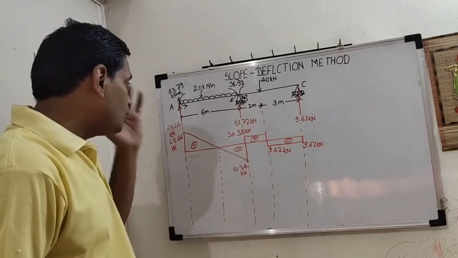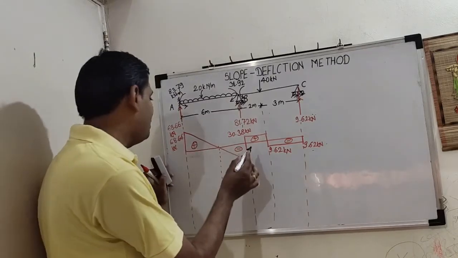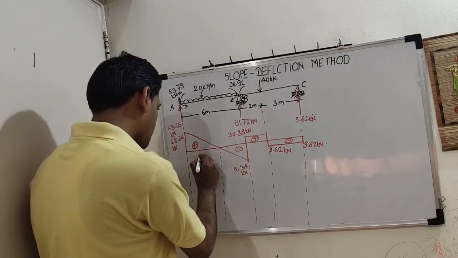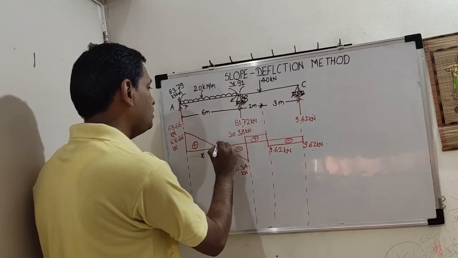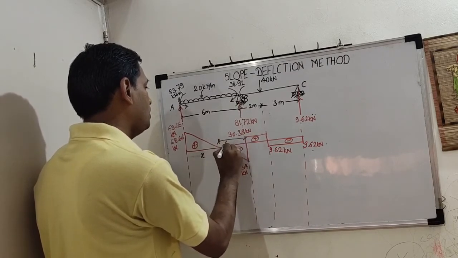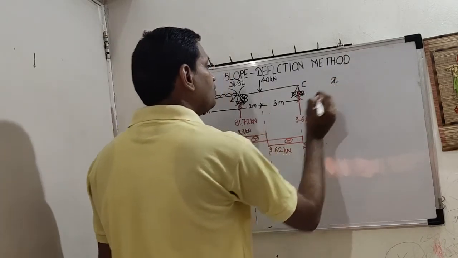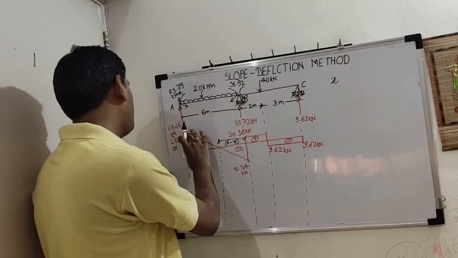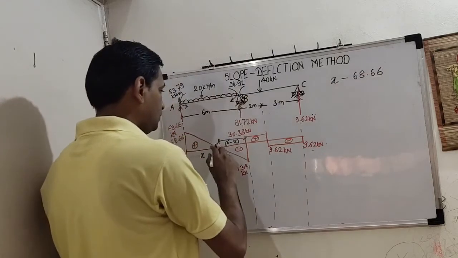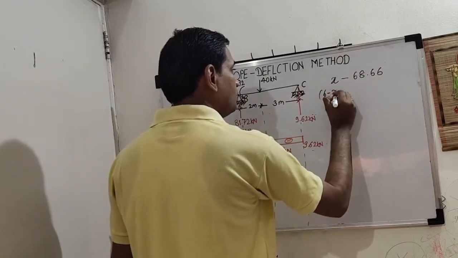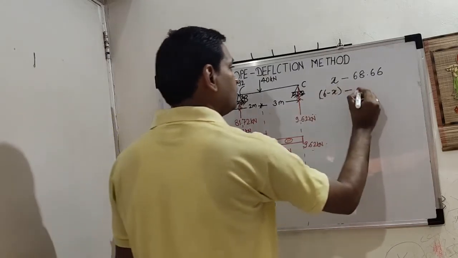Now we want the location of maximum bending moment. So how to get this? Similarity of triangles. When we are assuming this as x distance, total is 6. So how much is this? 6 minus x. So when x is the distance measured from this point, we have a vertical ordinate 68.66. And when 6 minus x is the distance, we have vertical ordinate 51.34.